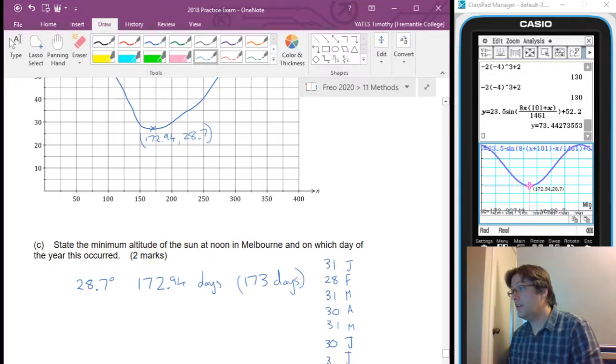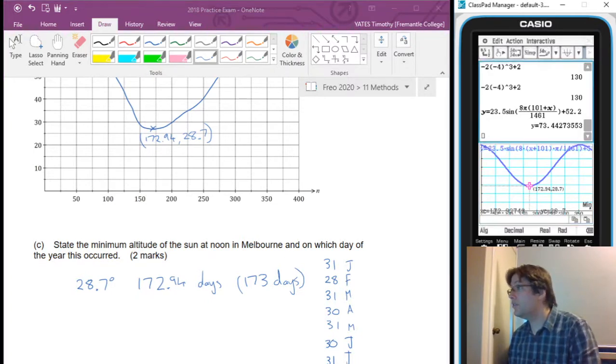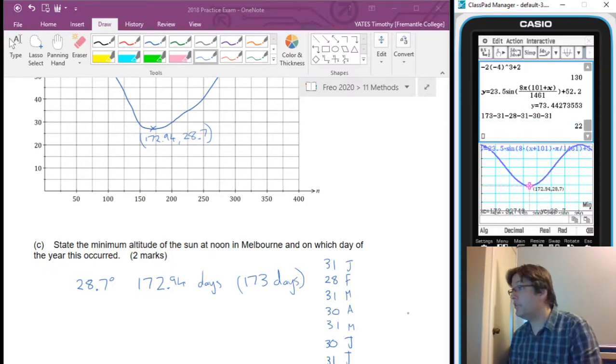July, 30 days of September, April, June, and November. So there we go. So let's do 173, and we'll go subtract 31, 28, 31, 30, 31. This is a lot of work for just one mark. Let's see. Okay, we've got 22 after that.